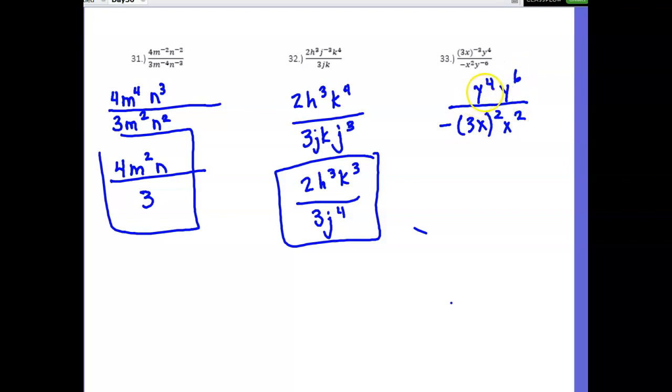Now when I combine y to the 4th times y to the 6th is y to the 10th, and then we end up with, we've got 3, this is actually to the 3rd power, whoops. So this would be negative 3 to the 3rd power, x to the 3rd power, x squared. So your final answer would be y to the 10th power over negative 27, x to the 5th power.